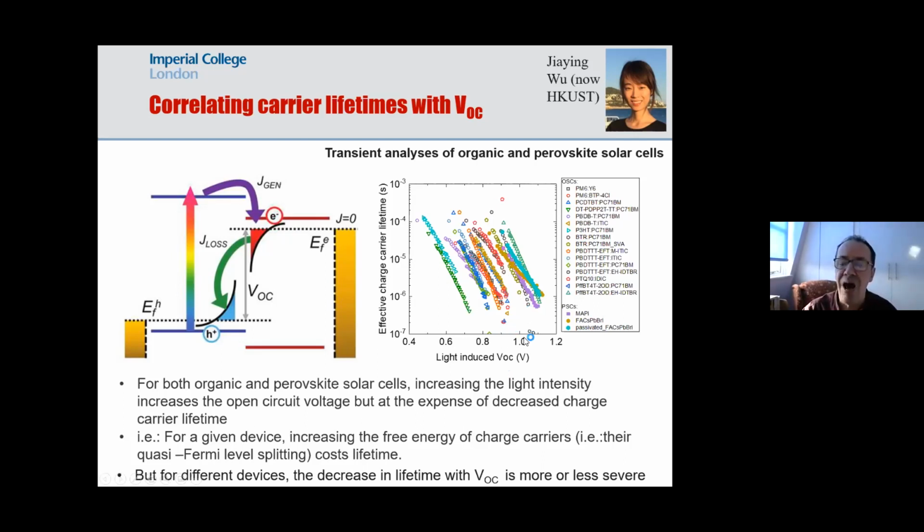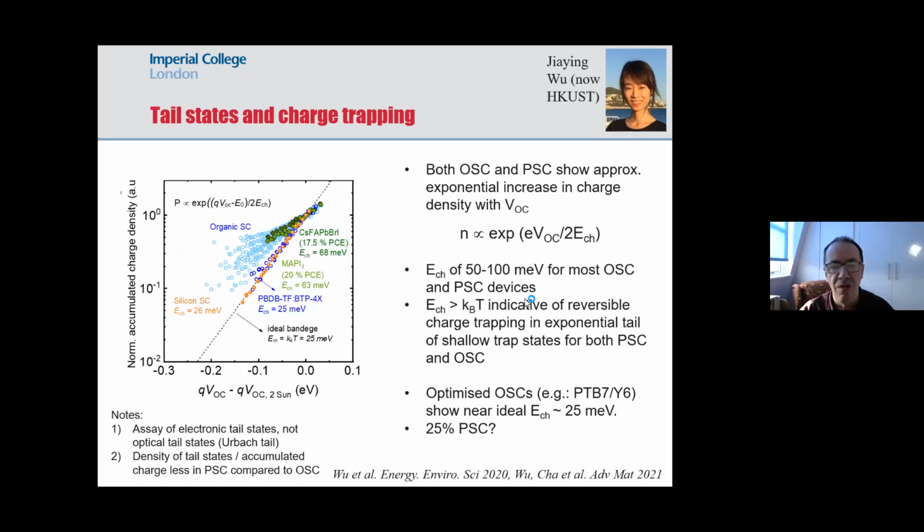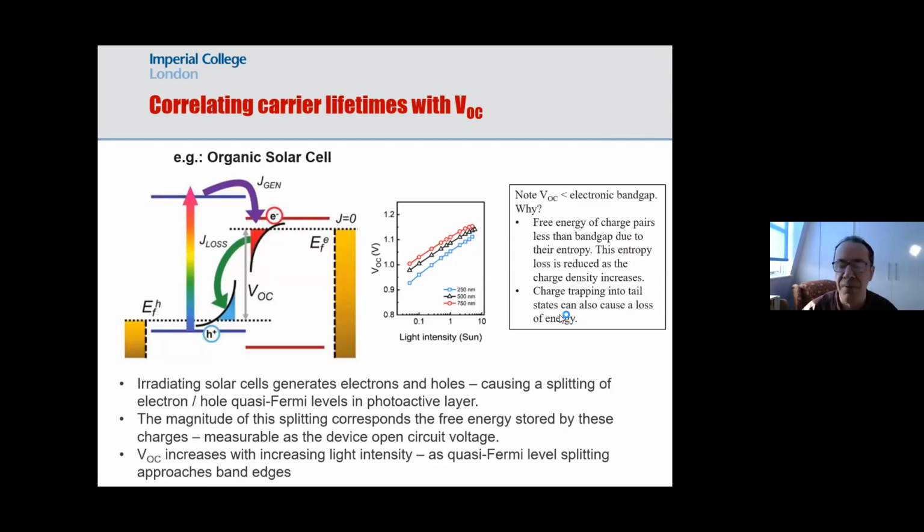Of course, how much the lifetime changes for a given increase in voltage depends upon the material. You can see that in some cases, the gradient is much steeper than in others. How we can understand that is mainly associated with how ideal the band edges are in these materials. I didn't talk about it, I'd go back a couple of slides, but when we store charge in these materials, much of that charge is not stored by carriers at the band edges, but by charges in tail states.